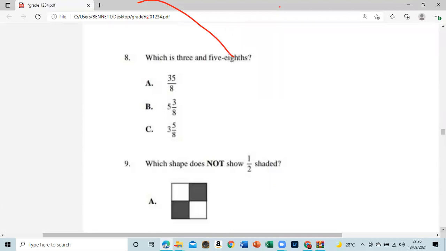Which is 3 and 5/8? This represents a natural number, or a whole number, and then 5/8. So 5/8 would be 5 out of 8.